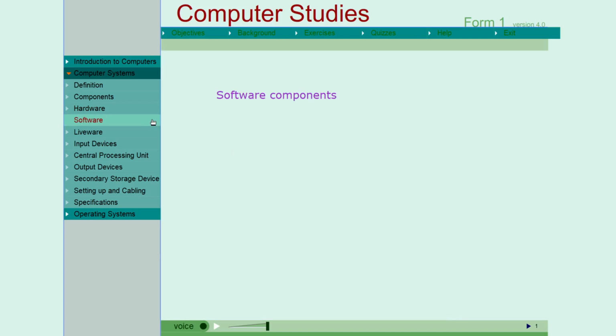Software components are a set of detailed step-by-step instructions, also called programs, that enable a computer system to perform a task. These programs are usually stored and transferred through the computer's hardware to and from the CPU, and also govern how the hardware is utilized. They are further grouped as 1. System software, 2. Application software.